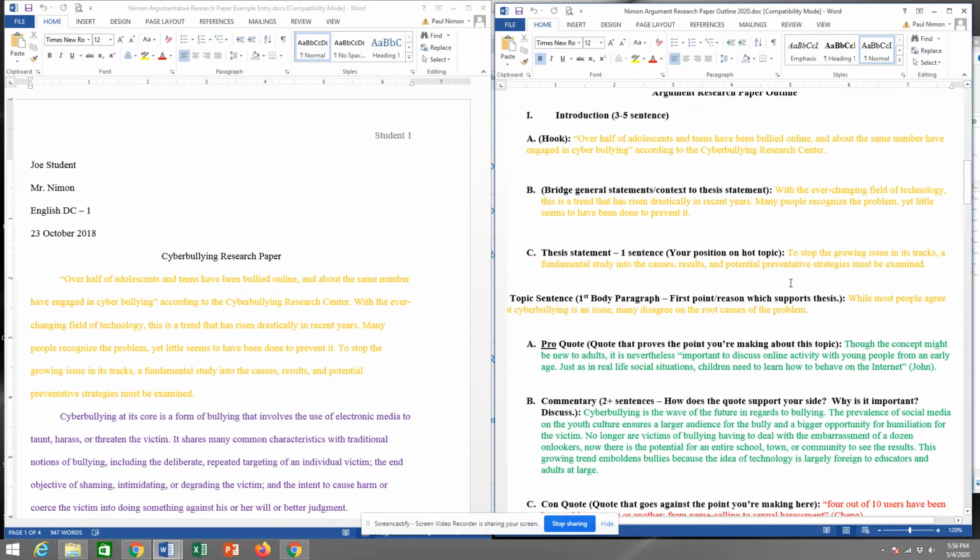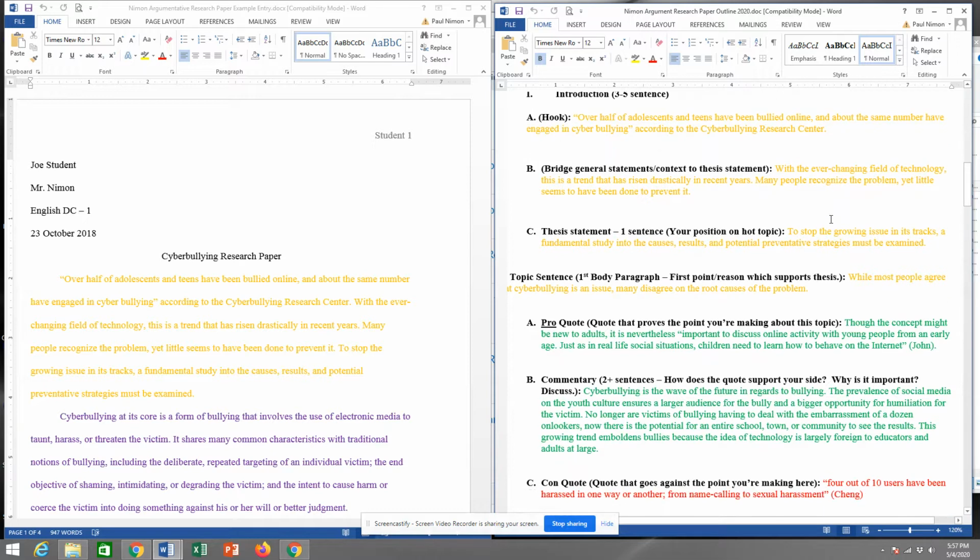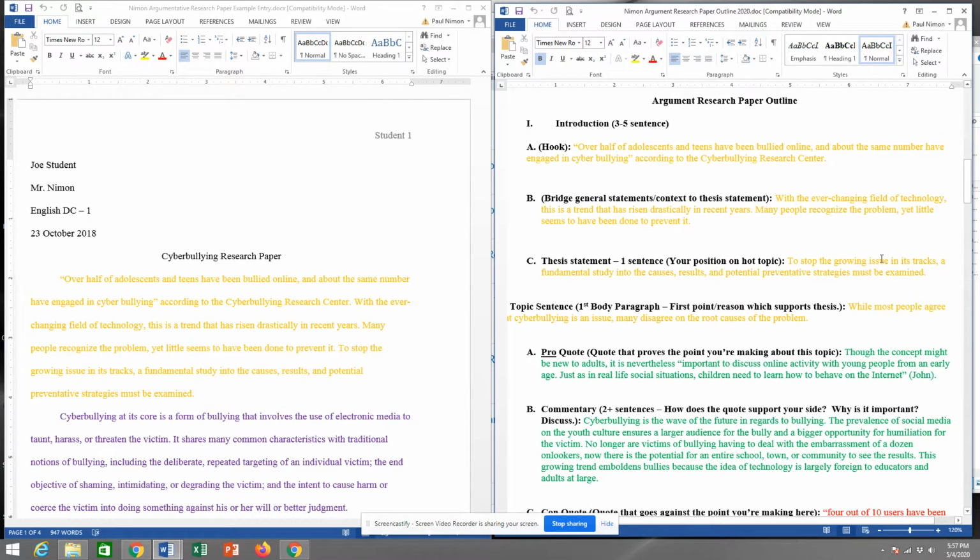And my context says, with the ever-changing field of technology, this is a trend that has risen drastically in recent years. Many people recognize the problem, yet little seems to have been done to prevent it. And then I give my thesis. To stop the growing issue in its tracks, a fundamental study into the causes, results, and potential preventative strategies must be examined. And I want you to notice something about my thesis.